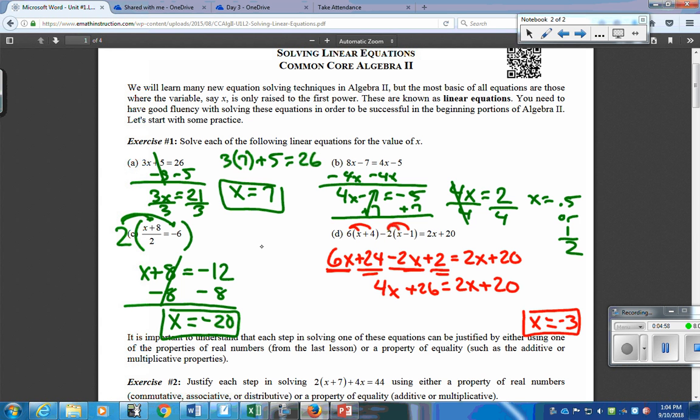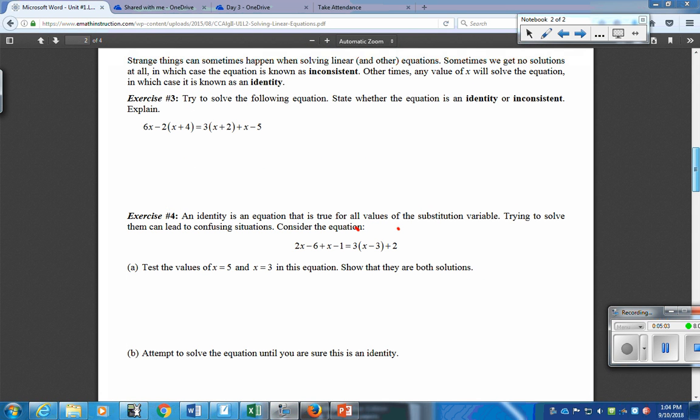Now, moving on. I'm on the back of this page, the front page that you're looking at. So we're going to talk about a couple different cases. One is called inconsistent, which just means you get no solution. And the other one is called an identity, which basically means any value of x will solve it. So we're going to see what these look like. And we're going to skip some of the parts in it, so we're not going to do everything for this. So this one, they say, try to solve it, state whether it's an identity or inconsistent.